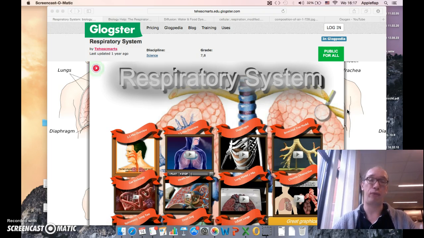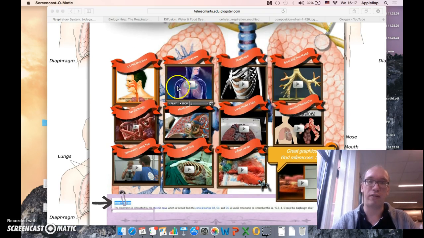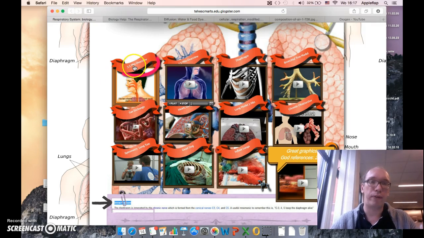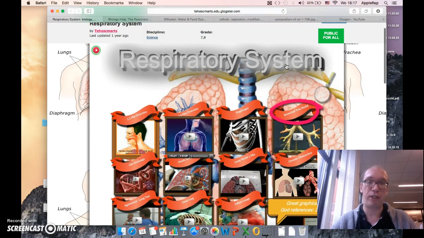We are today in room A02 because there's a lot of light here, so I hope you can see me well. Okay, first I'd like to show you this website, and this website is called tehexsmart.edu.glarster.com. Well, a mouthful. I'll put it in the description, of course. This website contains a lot of cool animations and videos, and also has some tests in it. So you can really have benefit from this one by learning about respiration and the respiratory system.